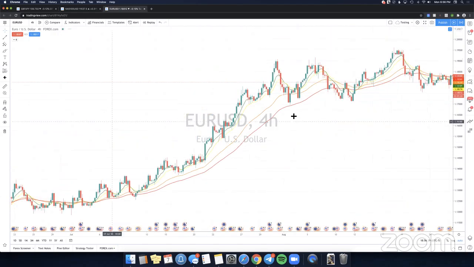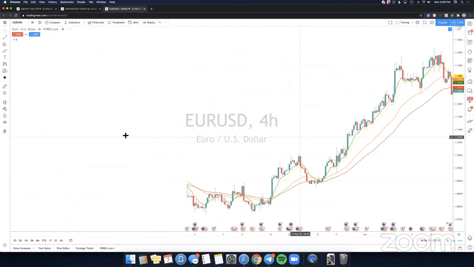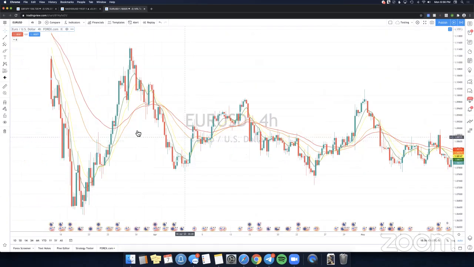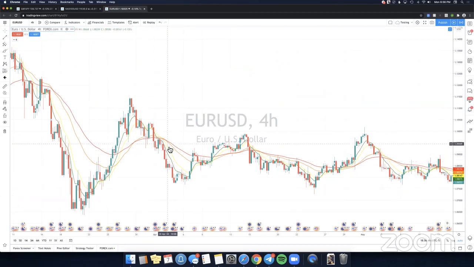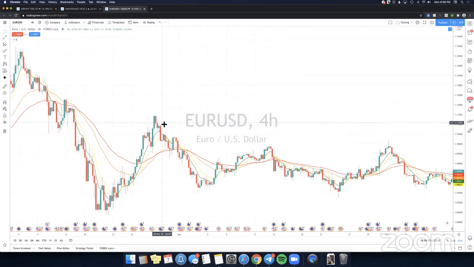But if it's crossing heavily, like somewhere right here, where it's crossing and then the pivots start to spread out how they are in the other direction normally, then you can classify that as a downtrend.